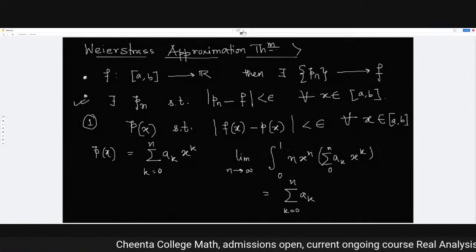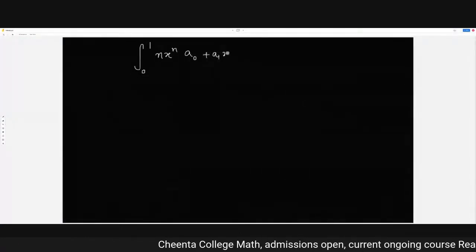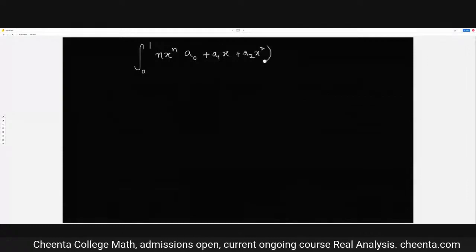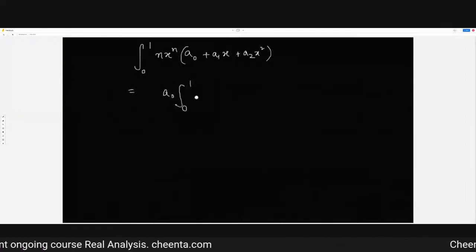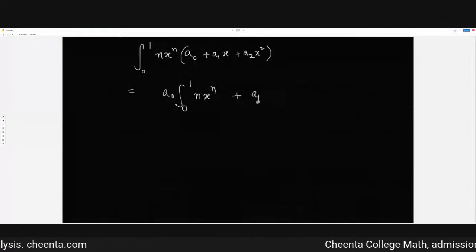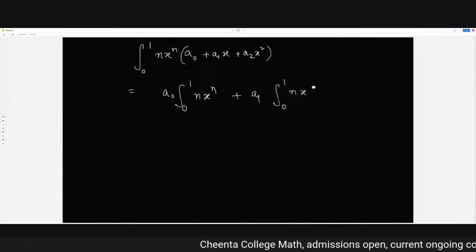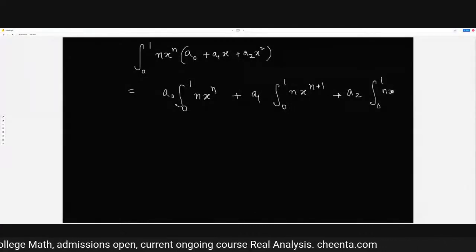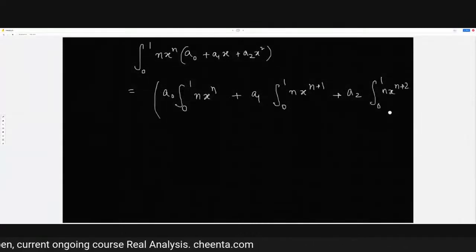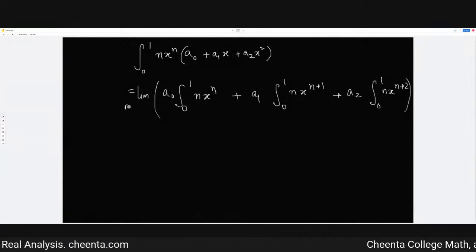Let me give you an example. If you take the function that we have, n x^n, times, let's say, a0 plus a1 x plus a2 x squared, then this actually gets broken into pieces like this: a0 times the integral from 0 to 1 of n x^n, plus a1 times the integral from 0 to 1 of n x^(n+1), plus a2 times the integral from 0 to 1 of n x^(n+2), and all these are under the limit as n tends to infinity.